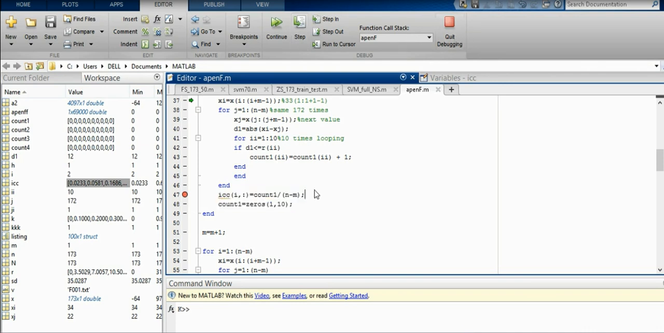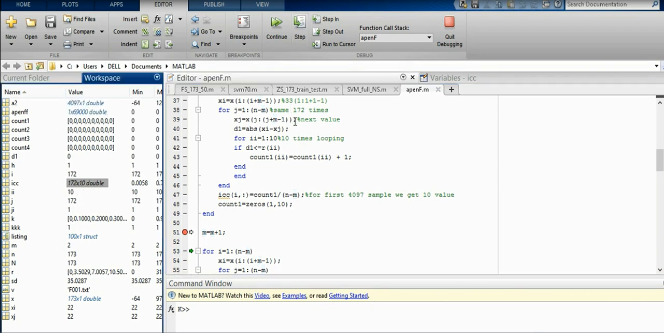Then count 1 is equal to 0, so 1 to 10. For the first frame we can get 10 values, right? Then the counter 1 is reset to zero for the calculation from the second frame. So the first frame contains 10 values.